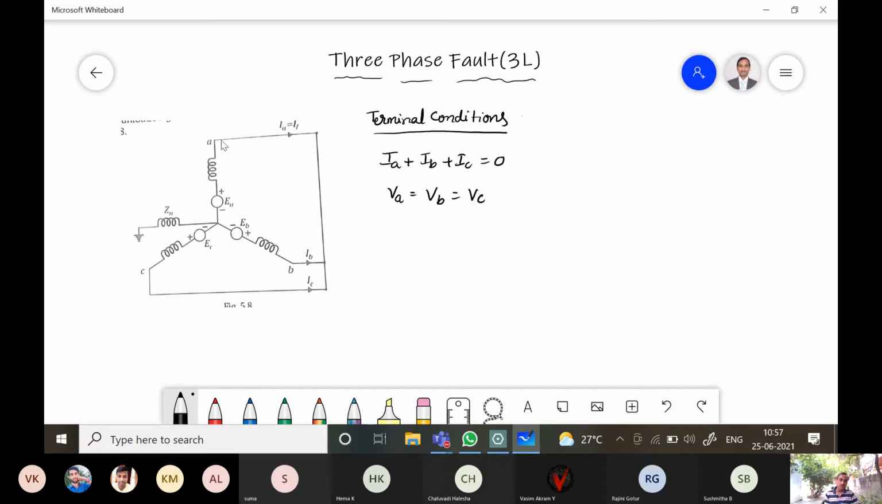The voltage across VAN, VA means that is phase A. Similarly, phase B and phase C. So all are equal in this case. So these are the terminal conditions and the symmetrical component relation.